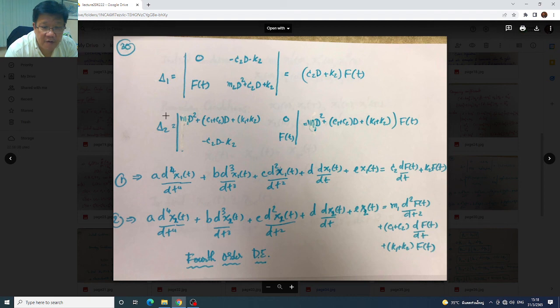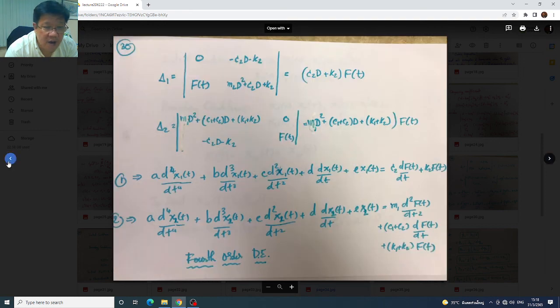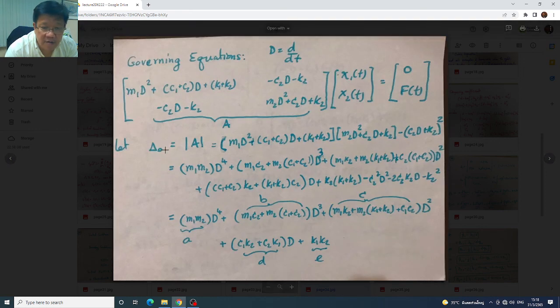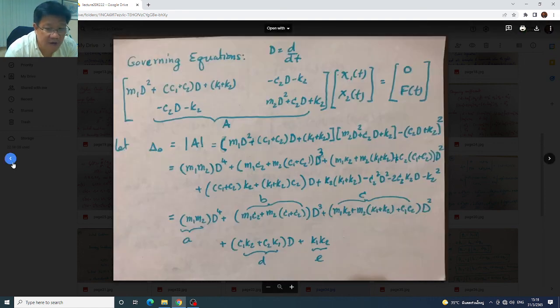Once you get delta 1 and delta 2, you use delta 1 divided by delta 0, and you get x of 1 of t. X of 1 is a function of t, and you use delta 2 divided by delta 0, and that's the result x of 2 of t. And then you can rearrange the terms and get these two following fourth order differential equations that are separate from each other. X of 1 and x of 2 are already separate, unlike the matrix equation over here.